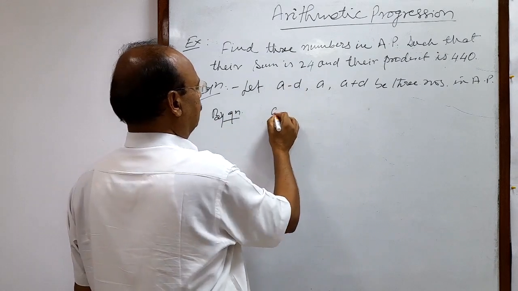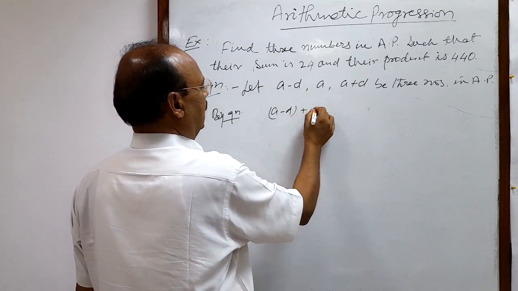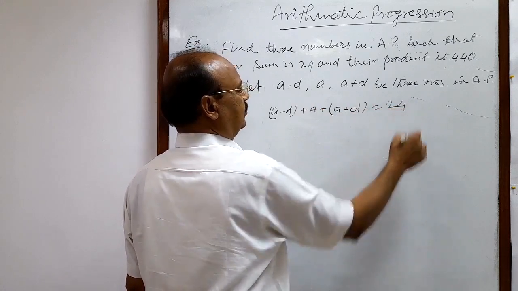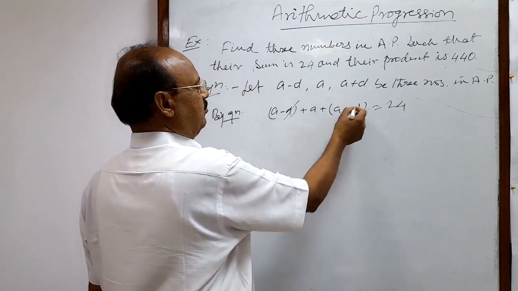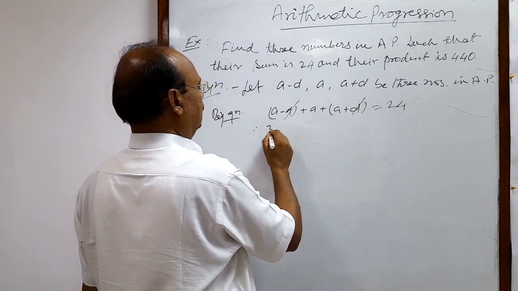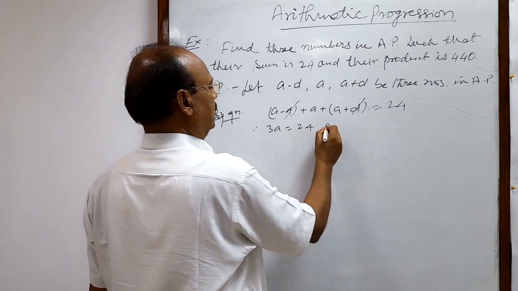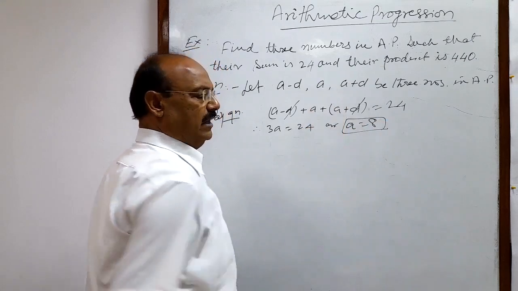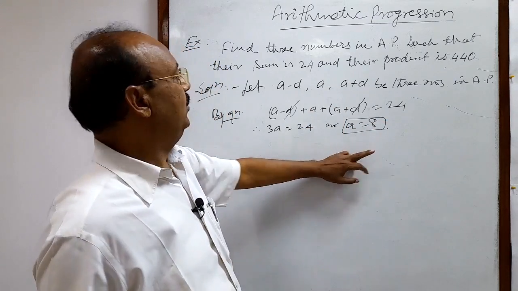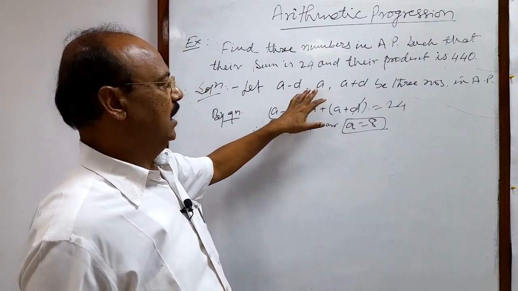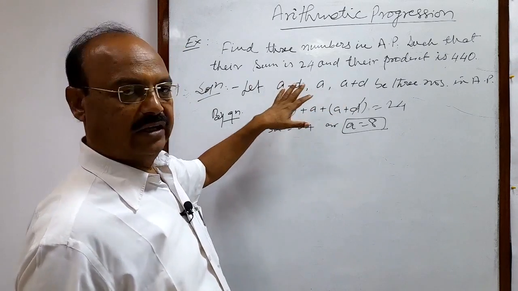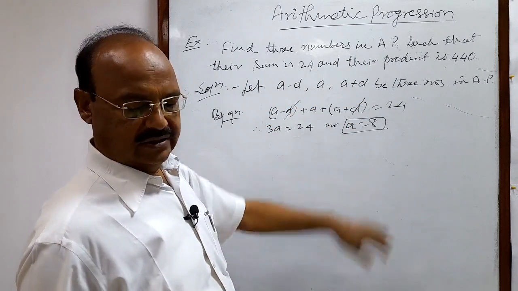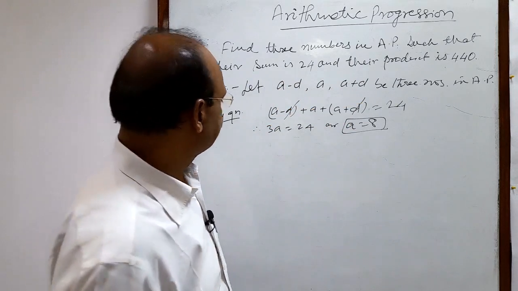So by the question, the sum is 24. So a minus d plus a plus d is equal to 24. You simplify it. Minus d will be cancelled out. So therefore 3a is equal to 24, or a is equal to 8. We got the value of a, which is 8. Now we have to find the value of d. After getting the value of d, we can calculate a minus d and a plus d easily, and we can get the answers very easily. Okay.